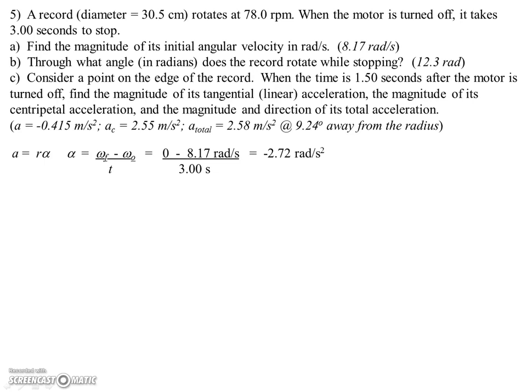Even though we're looking for a magnitude, we should still continue to use the negative sign. It's saying, of course, it's slowing down. It's losing speed at a rate of 2.72 radians per second per second. We can now use this to find the tangential or linear acceleration.